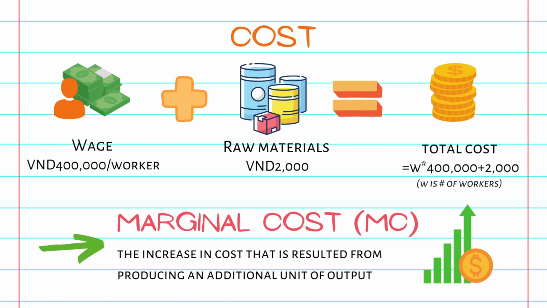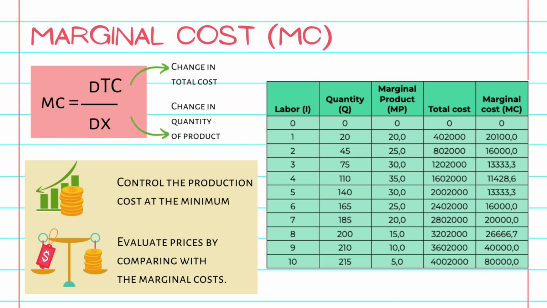So the marginal cost is the increase in cost resulting from producing an additional unit of output. So from what we've learned, we can conclude that marginal cost helps the firm to firstly control the production cost at the minimum, and secondly, to evaluate prices for the products. If the selling price for a product is greater than the marginal cost, then they are making profits. And as we can see, similarly, the marginal cost decreases by expanding from 1 to 4 people and increases from 4 people onwards due to the law of diminishing returns.